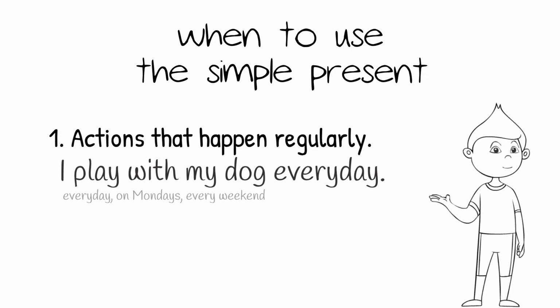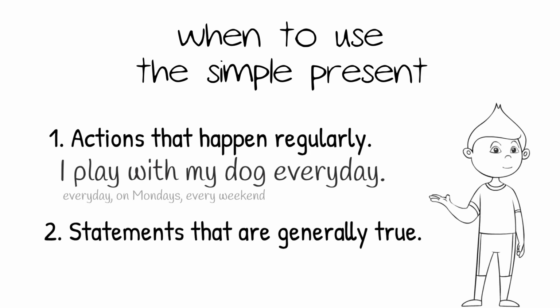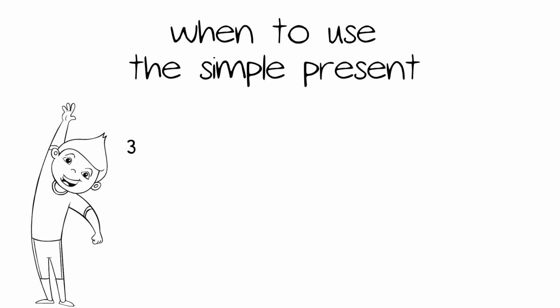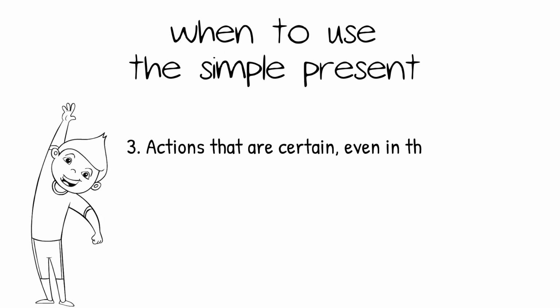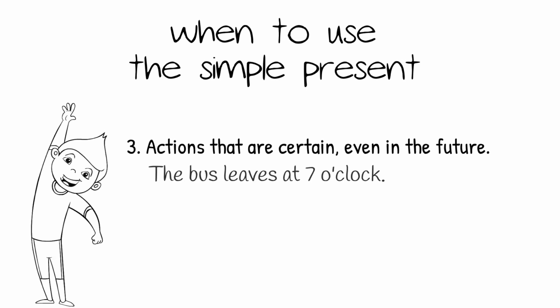Option number 2. You use the simple present for statements that are generally true. For example, the sky is blue. For universal statements, you always use the simple present. Number 3 is about actions that are certain, even if they refer to the future. For example, the bus leaves at 7 o'clock.